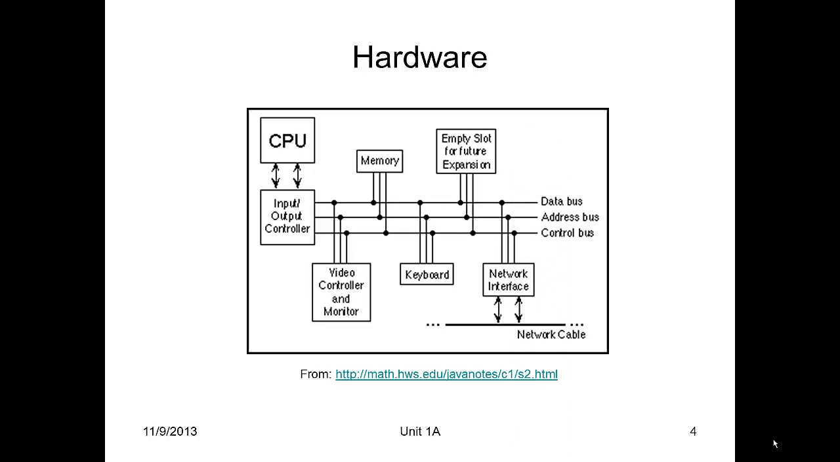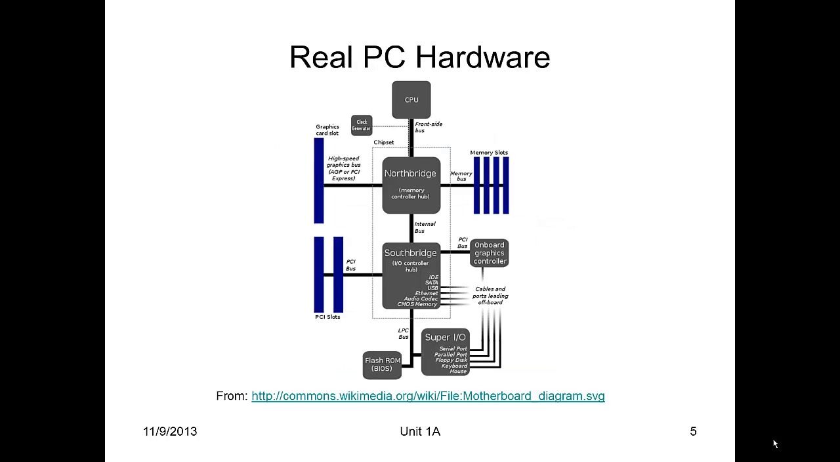And there goes a disk drive. Real PC software. There is more to an actual computer than a simple bus with peripheral devices attached. This diagram shows the basic hardware architecture of a personal computer.